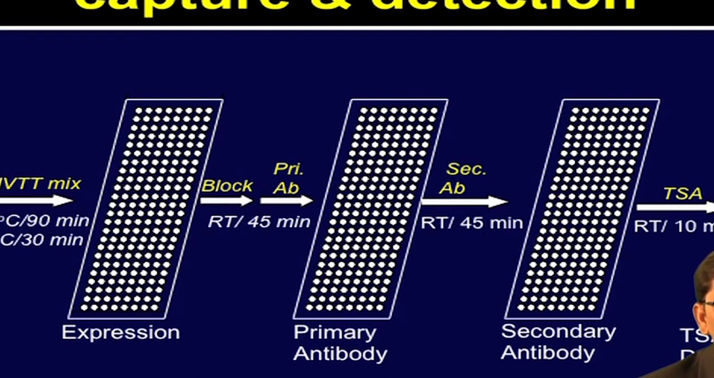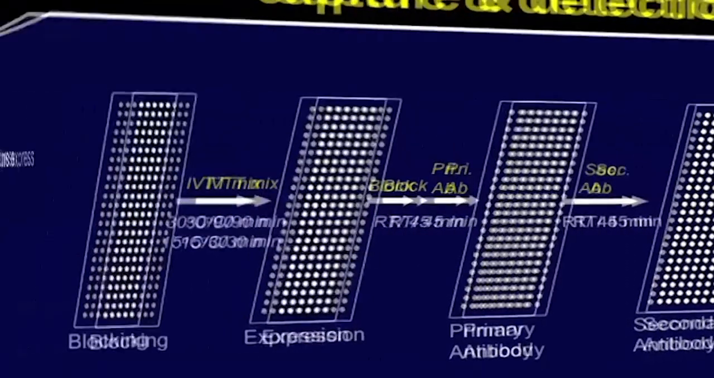After incubation is done, corresponding secondary antibodies can be added. The secondary antibodies can be tagged with Psi-3, Psi-5 or tyramide signal amplification system. This schematic representation shows you various steps involved in performing protein display, which includes protein expression, capture and detection.